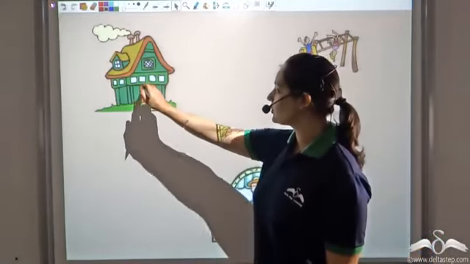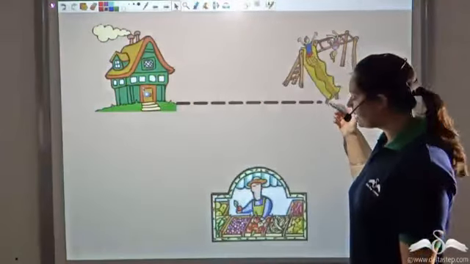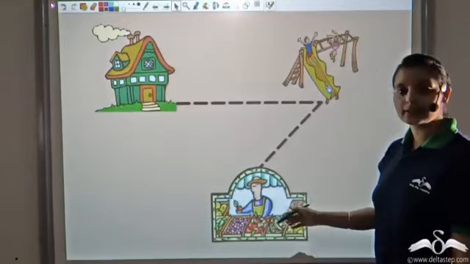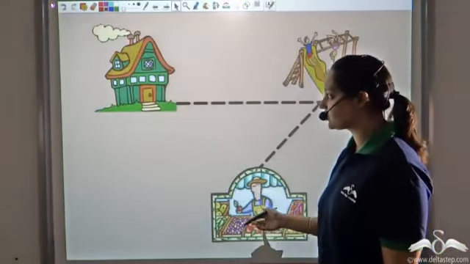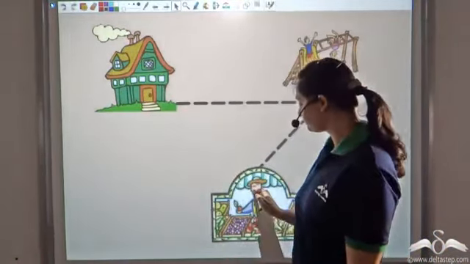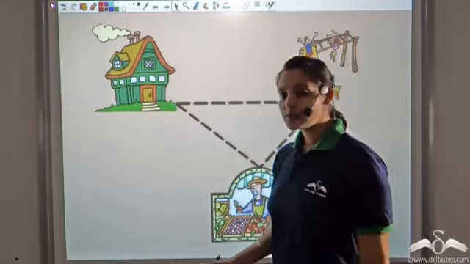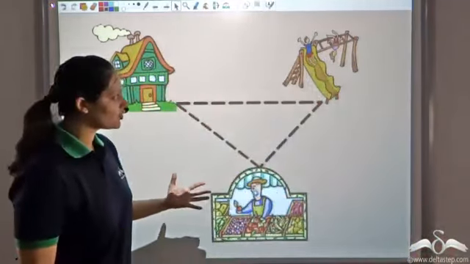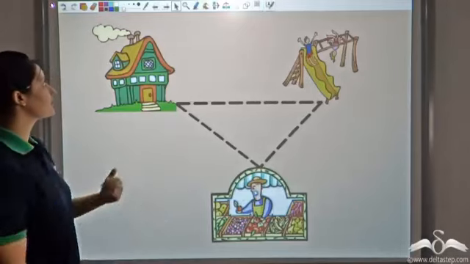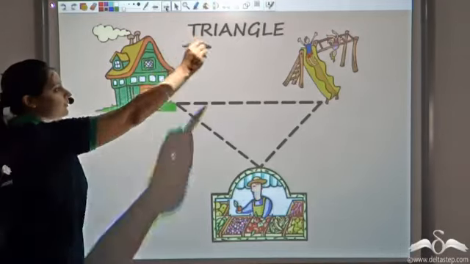Sam walks from his home to the playground. Then from the playground, he goes to a nearby market. He buys some vegetables and takes them back home. So do you sense some mathematics coming into the picture? Well, yes, he's actually formed a triangle.